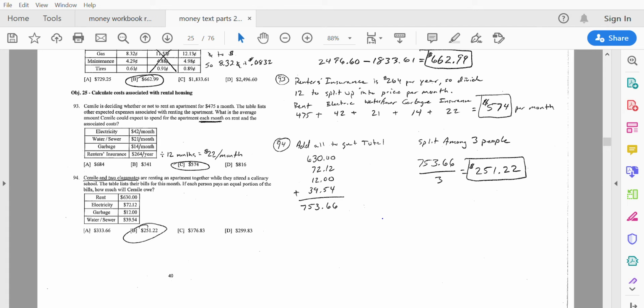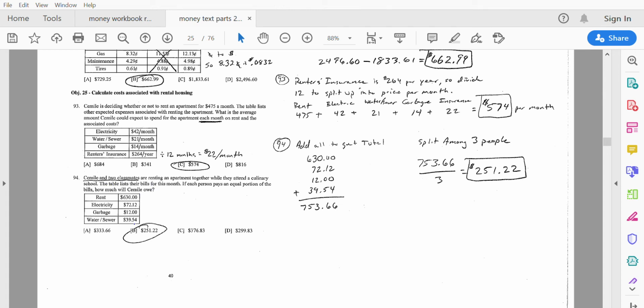It says she and 2 classmates are renting an apartment together while they attend culinary school. The table lists their bills for this month. If each person pays an equal portion of the bills, how much will Camille owe? Or how much will one person owe? So again, you just have to find the total cost for the month and split it up among the 3 people.